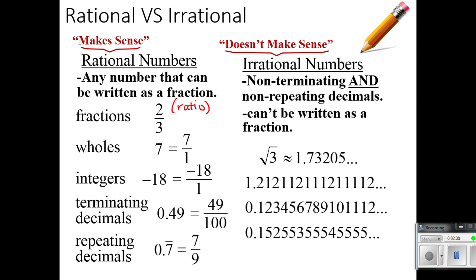1.212112111, it looks like it's repeating, but that's not repeating. That's just a pattern that's happening. So I cannot take that decimal and write it as a fraction. Same as the next one, 0.123456789. It appears that it's a pattern, but it's not repeating. So it cannot be written as that ratio. And if it can't be written as that ratio, then it is called an irrational number.